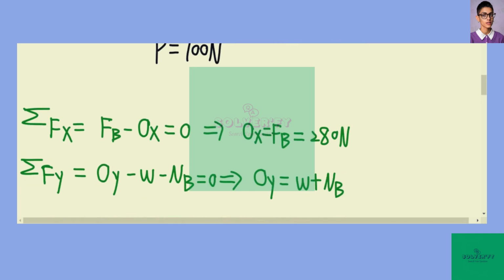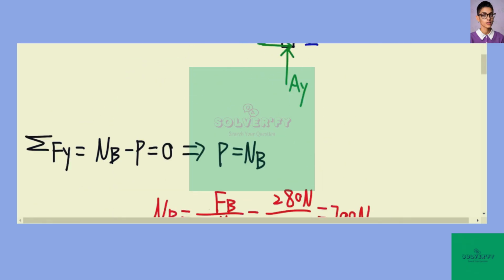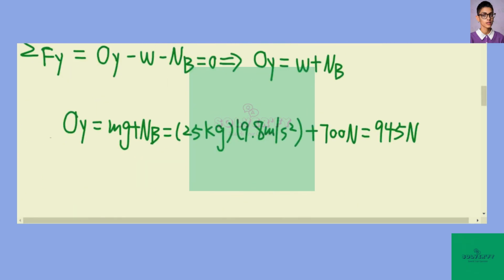So along the y direction, we have OY minus W minus NB is equal to 0. So we have OY is equal to W plus NB, since OY is pointing upward, W and NB are pointing downward, and we consider the upward direction positive. And this will give us OY is equal to mg plus NB, which is equal to 25 kilograms times 9.8 meters per second squared plus 700 Newton. And this will give us the vertical component of reaction at pin O is equal to 945 Newton. And these are the answers for this question.